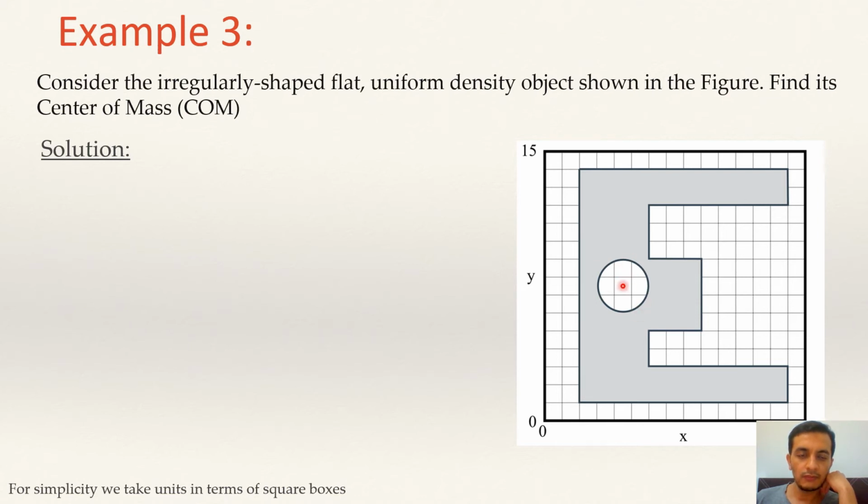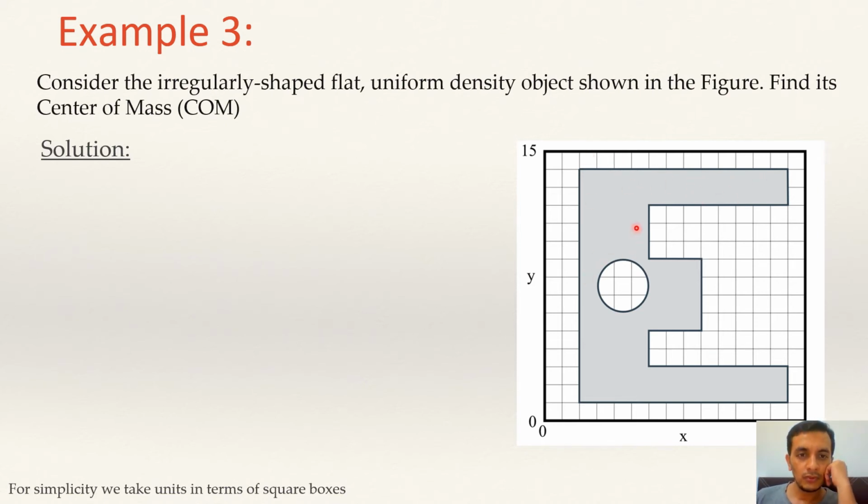This void does not have any mass, but the rest of the object has uniform mass. The density is uniform. Having uniform density means that the distribution is uniform. It is not thick or thin, or more dense or less dense at certain points. So it has uniform mass distribution and uniform density all across.